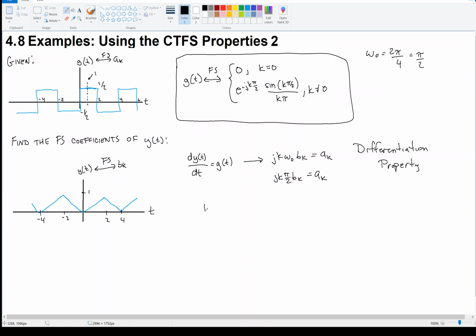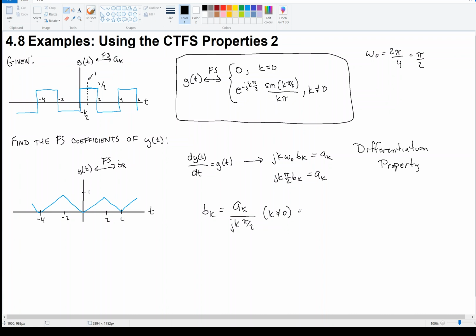So we want the bk's, the Fourier series of y of t. That's the ak's divided by jk pi over 2. Notice we're going to have a problem with k equals 0 if we apply this property. In that case, we have 0 over 0, and who knows what 0 over 0 is? So let's make a note that this is for k not equal to 0, because we can't divide by 0.